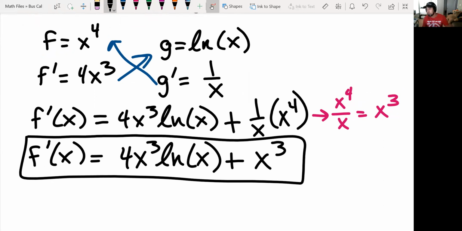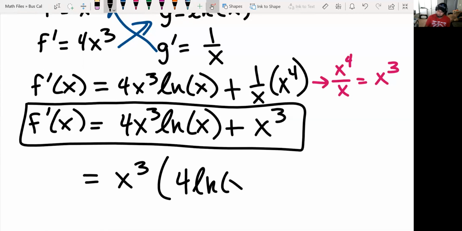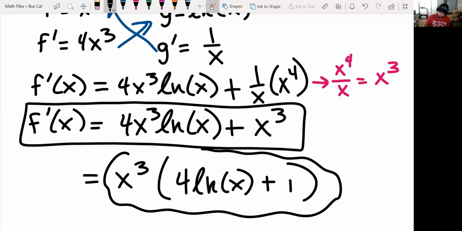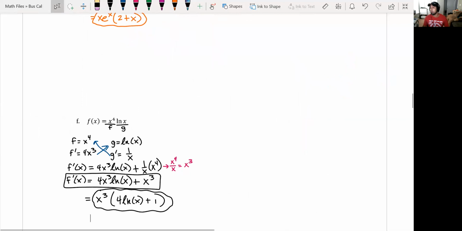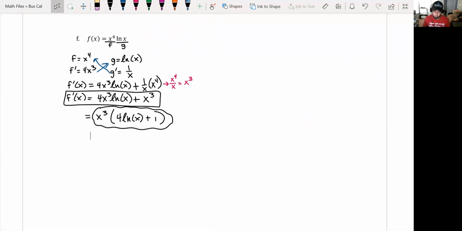Okay, that's done. But once again, if it did tell you to super simplify, this does have a common factor of x cubed and would leave you with 4 natural log x plus 1. All you do is factor out the x cubed. Okay, perfect. I think that does it for product rule.